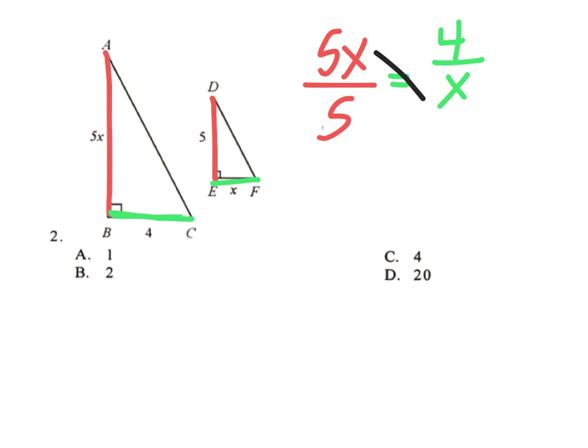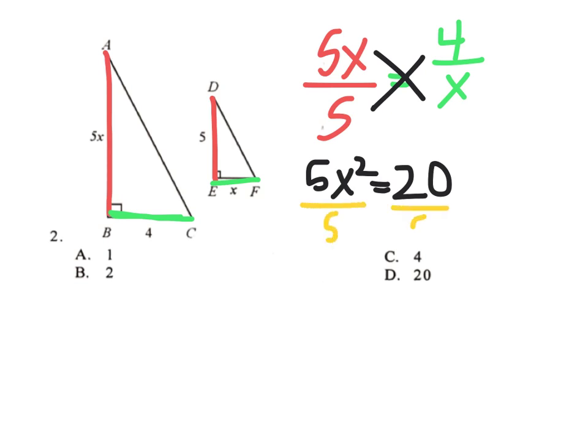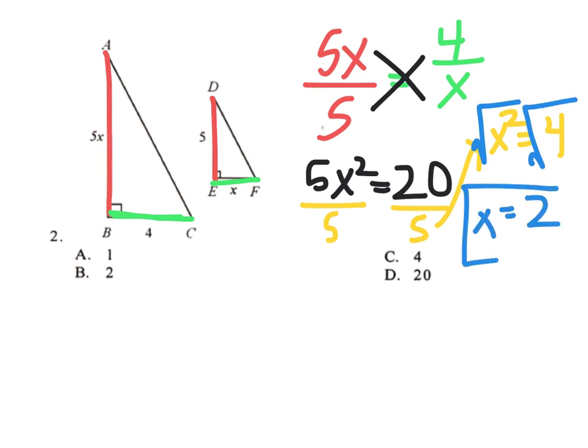So I'm going to do 5x times x. When I do that, I get 5x squared. And then we do 5 times 4, and I get 20. We're trying to solve for x, so we need to get it by itself. So to move my 5, I'm going to divide both sides by 5. When I do that, I get x squared equals 20. Or just kidding, excuse me. X squared equals 4. And then to get rid of my squared, I'm going to take the square root. And that tells me that x equals 2. We're trying to solve for x, so your answer should be B.